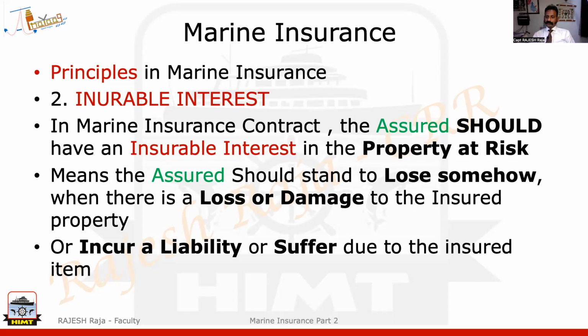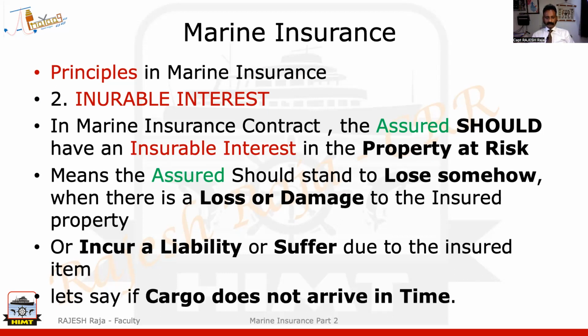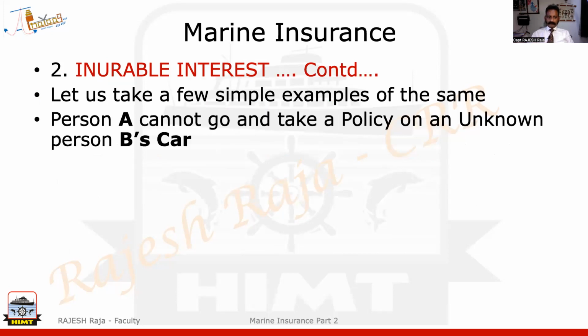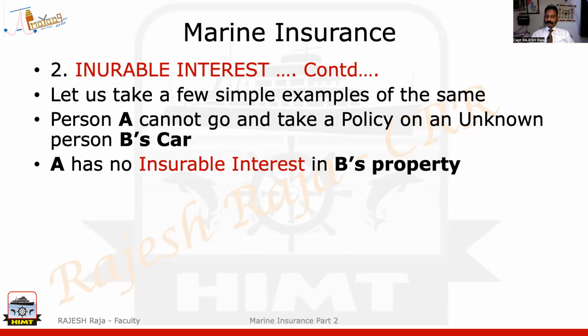I'll just give you a couple of examples that will make it clear. Either I should stand to lose monetarily or I should incur a liability because I've lost something from some other person. Let us say if the cargo does not arrive in time, then I incur a liability. So that means I have an insurable interest in the cargo reaching in time. So think about it in this way. Let us say there's a person A. I cannot go and take a policy on someone else's, person B's, car and tell that if that man loses his car, I will get my money. No, it is not possible. You don't own that. A has no insurable interest in B's property.